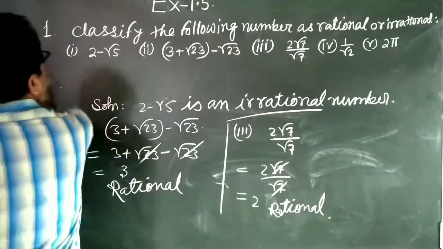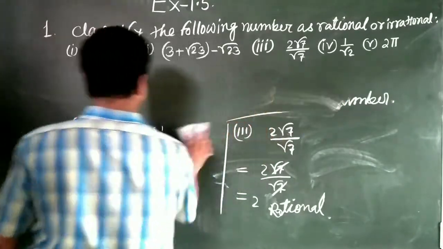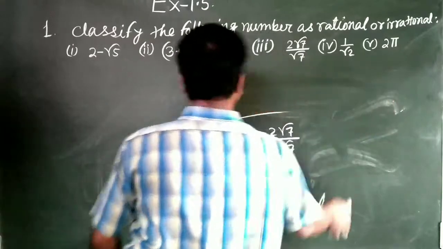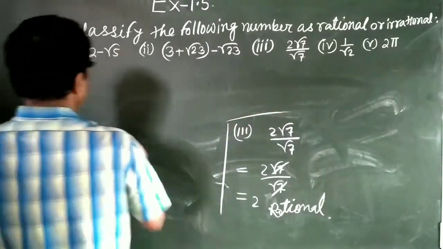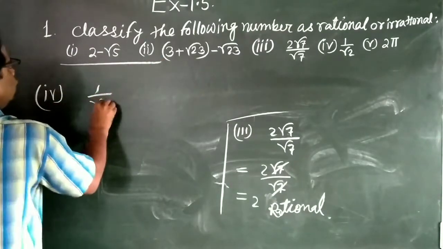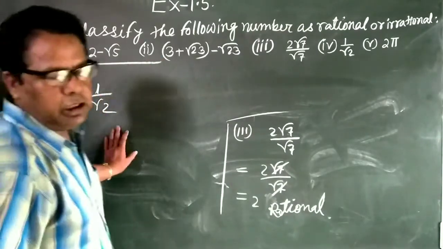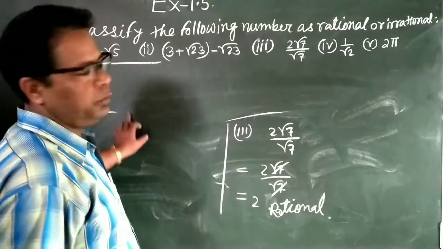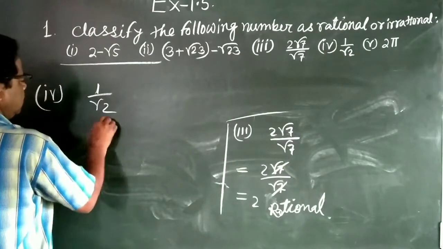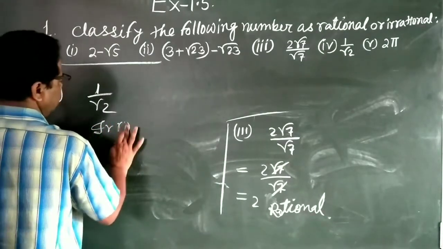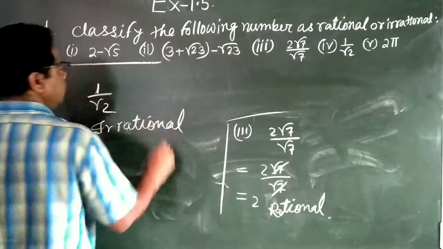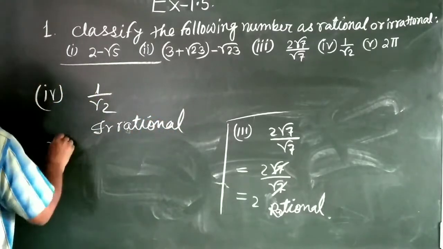Question number 4. 1 by root 2. Here is a root, and even if we rationalize, the root cannot be eliminated, so this is an irrational number. This is an irrational number.